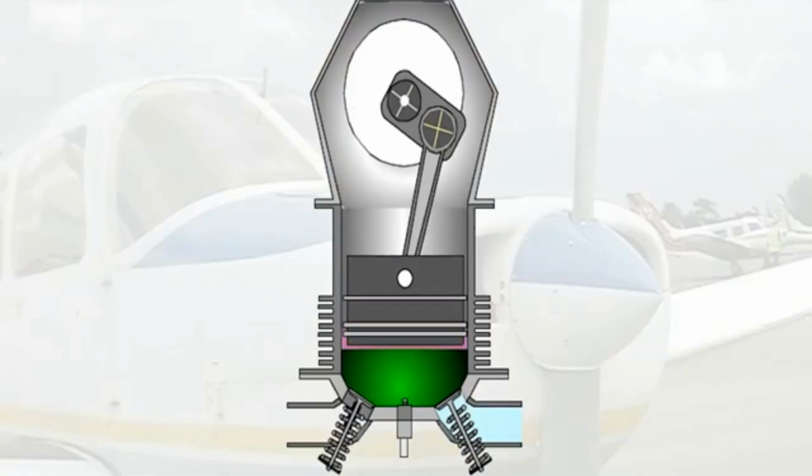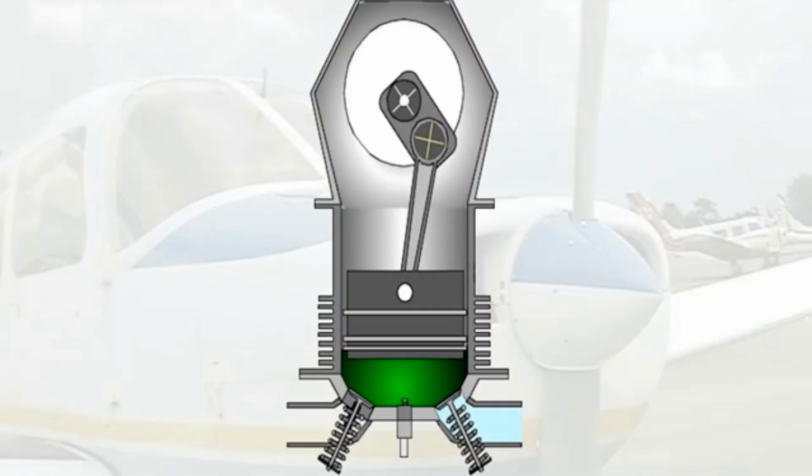Radial and inverted engines can suffer from a condition known as hydraulicking. This happens if oil accumulates between the piston and the cylinder head in the cylinders at the bottom of the engine.